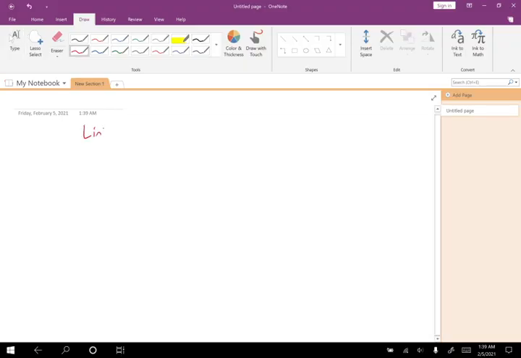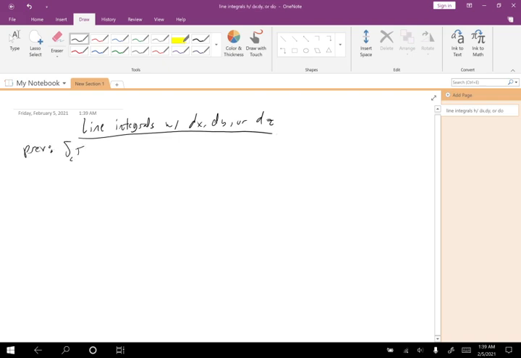Okay, we're going to talk about line integrals involving just dx, dy, or dz. So previously we talked about line integrals where we had the dot product of a force or of some vector field with dr, where dr meant dx, dy, dz. Now, what if you have just one of those d's?